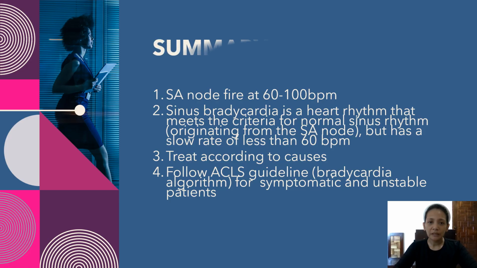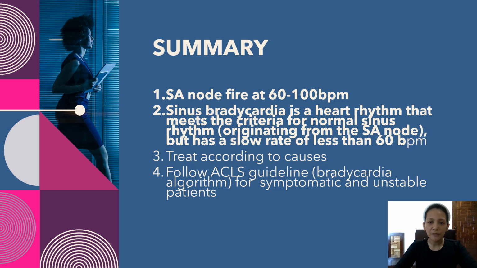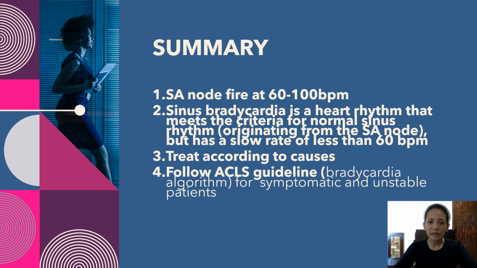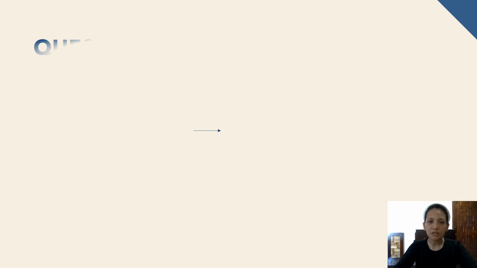In summary, let us define that the SA node fires at 60 to 100 beats per minute, and sinus bradycardia is therefore a rhythm that meets the criteria for normal sinus rhythm originating from the SA node, but has a slower rate of less than 60 beats per minute. Treatment will be according to the causes. And always follow the ACLS guideline for the bradycardia algorithm for symptomatic and unstable patients.